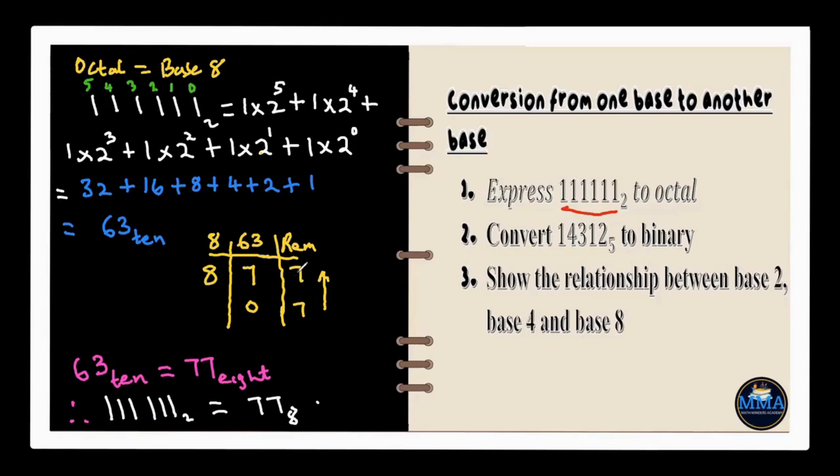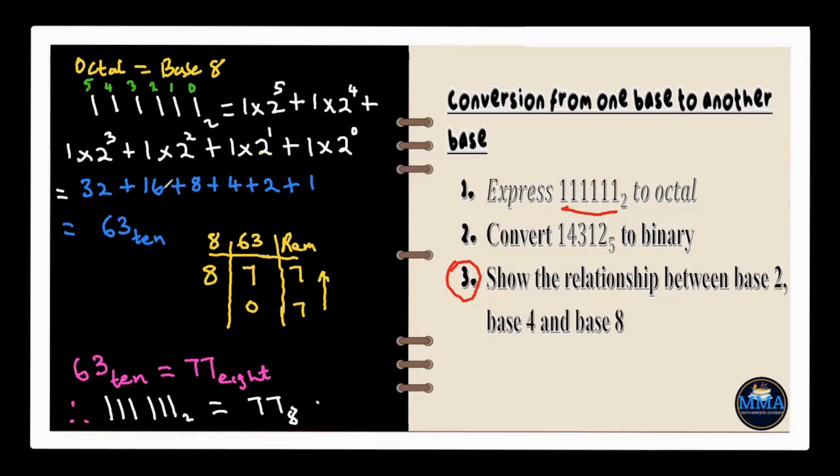Now, this is one method. We are going to use another method to show that there is a relationship between base 2 and base 8. That is what this number 3 is trying to identify, asking us to show the relationship between base 2, base 4, and base 8. So we can re-express this number now to alter without necessarily going through this method.